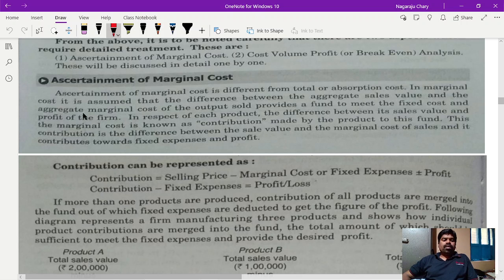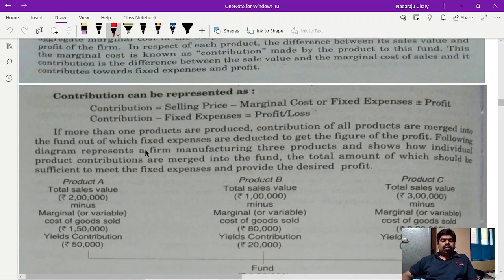In marginal costing, it is assumed that the difference between aggregate sales value and the aggregate marginal cost of output sold provides a fund to meet the fixed cost and the profit of the firm. In respect of each product, the difference between its sales value and the marginal cost is known as the contribution made by the product to this fund. This contribution is the difference between the sales value and the marginal cost of sales, and it contributes towards fixed expenses and profit.